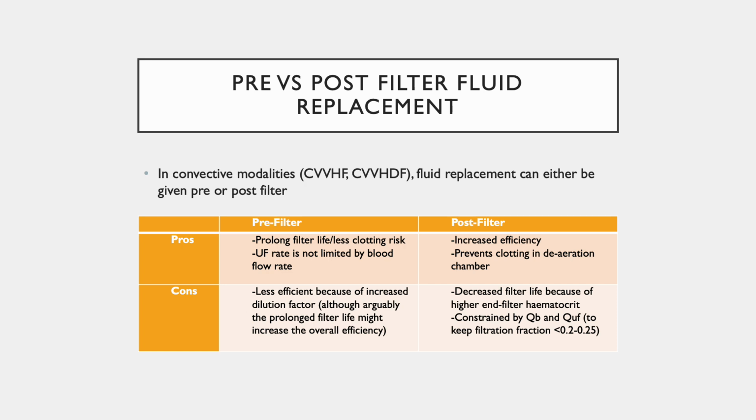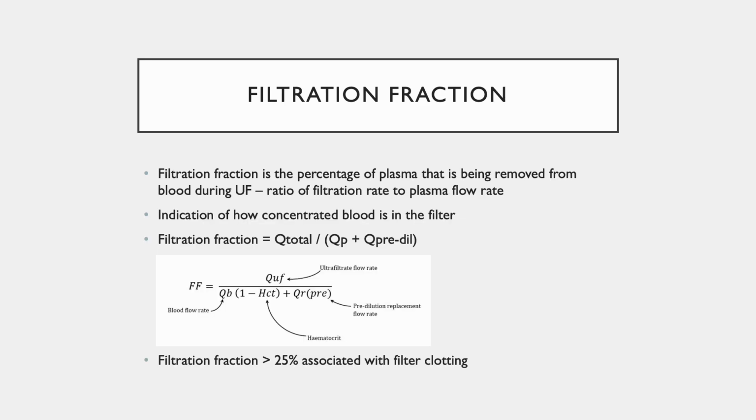And on the flip side, if it is given post filter, it increases the overall efficiency of renal replacement therapy, but there is an overall reduction in the filter life, and there is an important concept of filtration fraction which we'll discuss in the subsequent slide. So filtration fraction is essentially the percentage of plasma that is being removed from blood during ultrafiltration, and it's essentially the ratio of the filtration rate to the plasma flow rate.